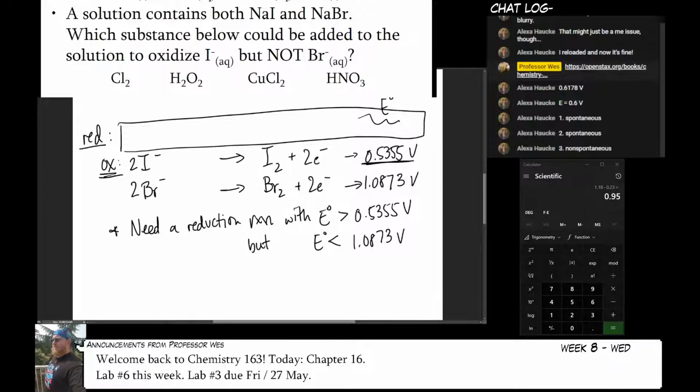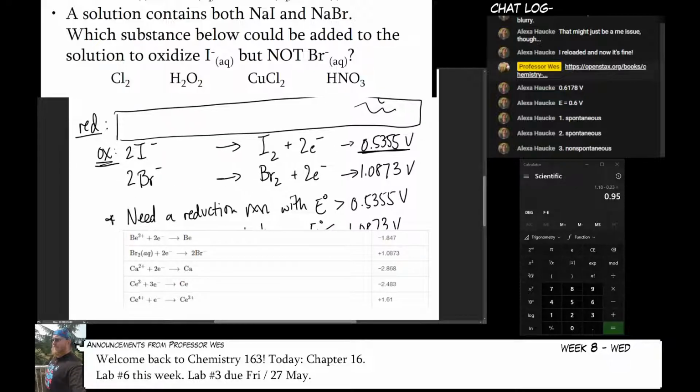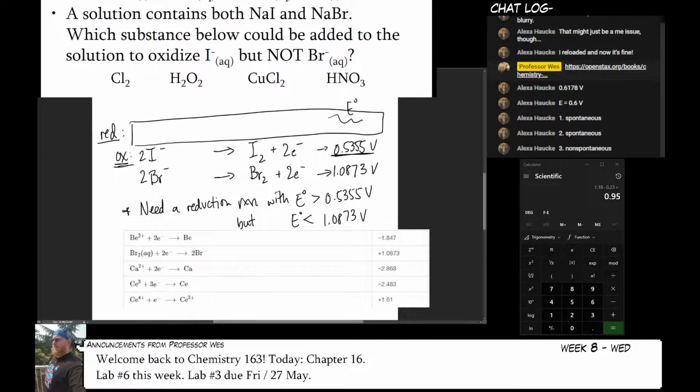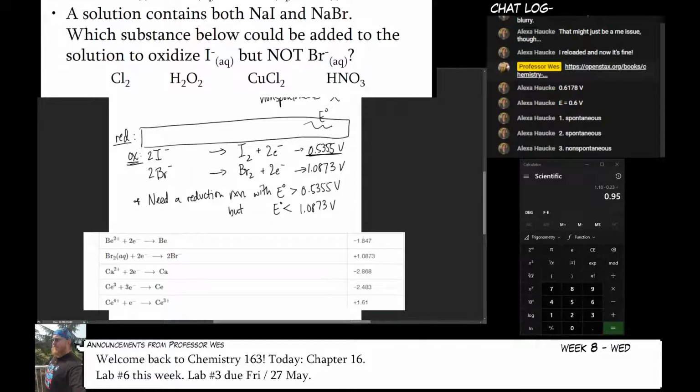I want the oxidation of iodine to be a positive number, but I want the oxidation of bromine to be negative because I don't want the bromine to happen. So, let's look through the list of stuff that we have here. Let me do this so that we can just see the whole thing on the screen at once. And we're going to find stuff that has an E that is between 0.53 and 1.08.